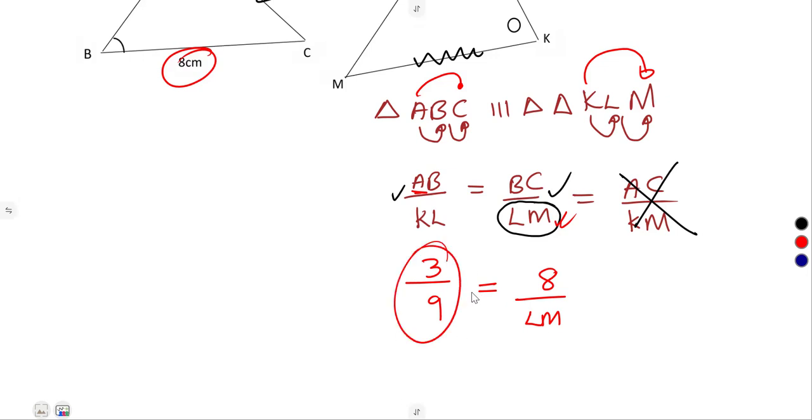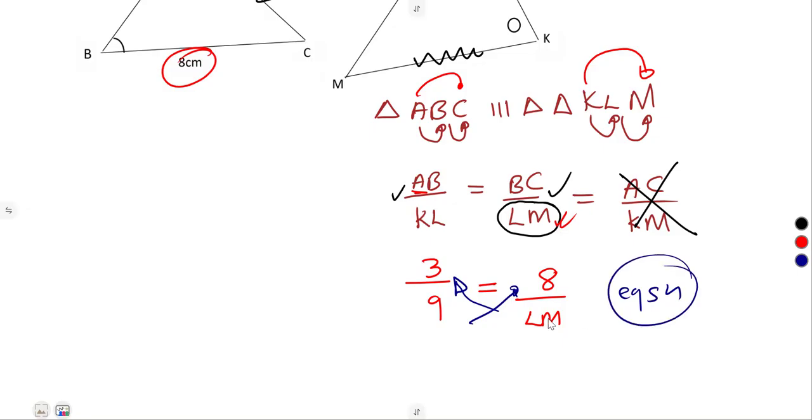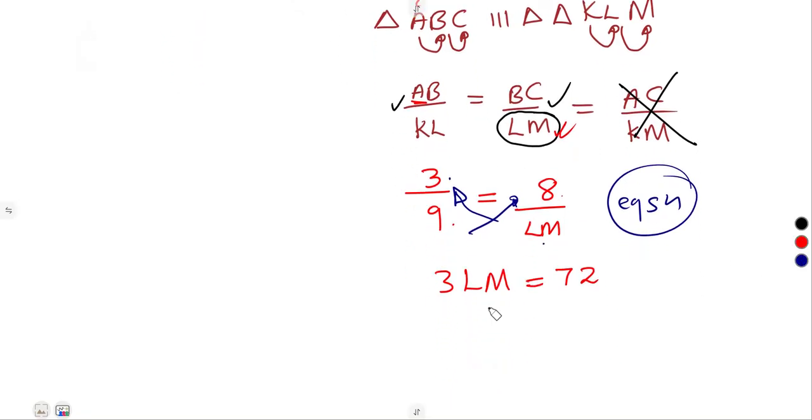A fraction equal to another fraction. What can we do? Simply cross multiply. Then we solve. It's an equation, remember. So you can cross multiply. So 3 times LM is 3LM, which is equal to 9 times 8. You can multiply those two. 9 times 8 was going to give us 72. Then divide by 3 to determine the value of what? LM. So the length of LM was going to be 24.